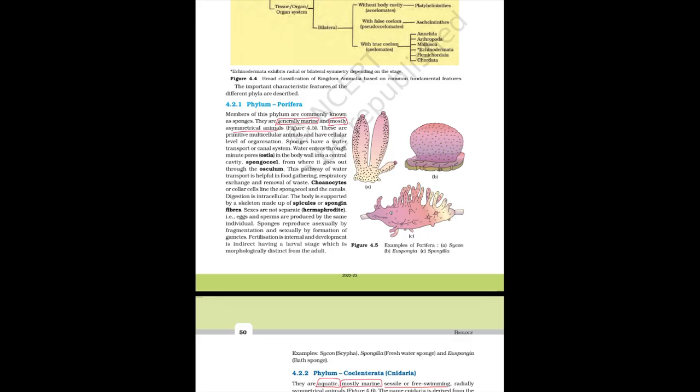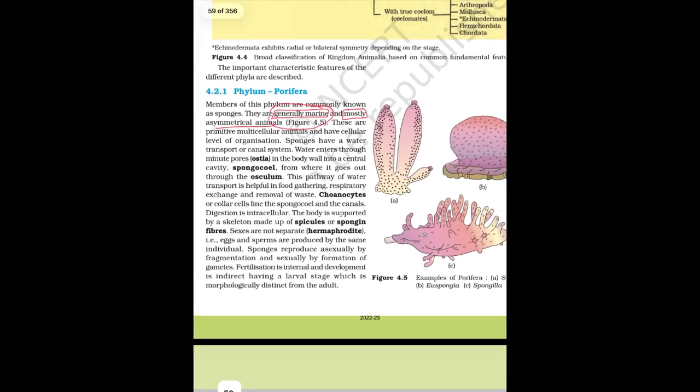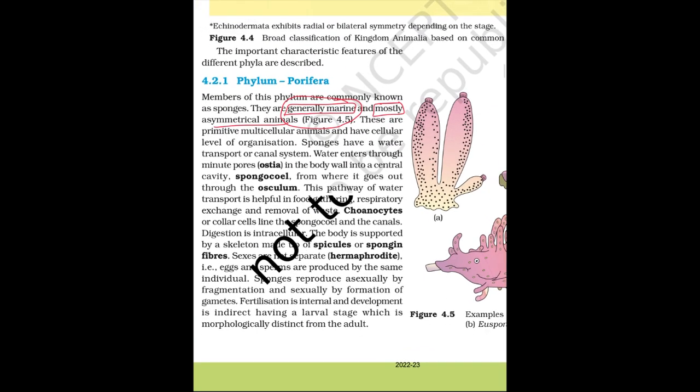Okay, so for example, the term written here is generally marine. As you can see here, generally marine. So what does it mean? It means in most cases, usually this is marine. So in normal cases, in most cases, generally it is marine.